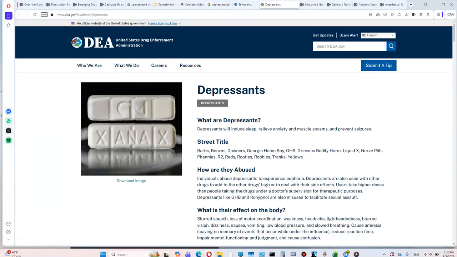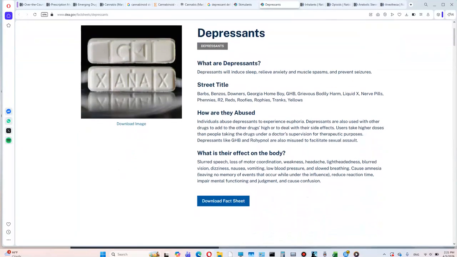Depressants. What are depressants? But first, this is an image. Bottom one says Xanax. Depressants will induce sleep, relieve anxiety and muscle spasms, and produce seizures. Street titles: Barbs, Benzos, Downers, Georgia Homeboy, GHB, Grievous Bodily Harm, Liquid X, Nerve Pills, Phennies, R2, Reds, Roofies, Ralphies, Tranks, and Yellows.